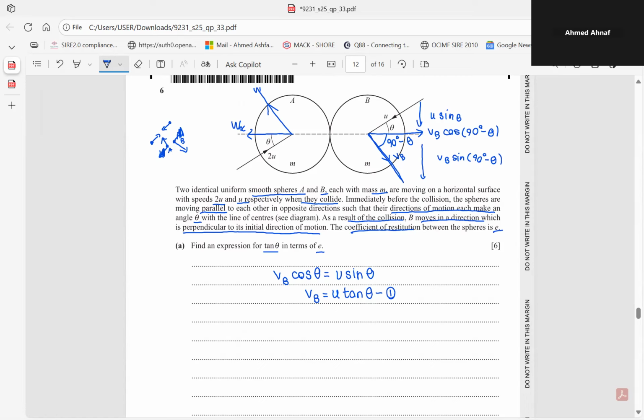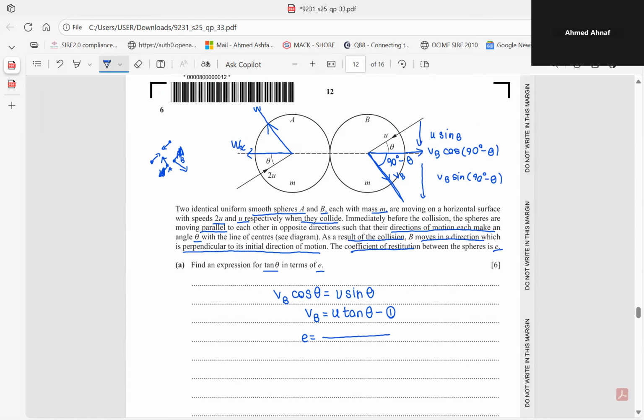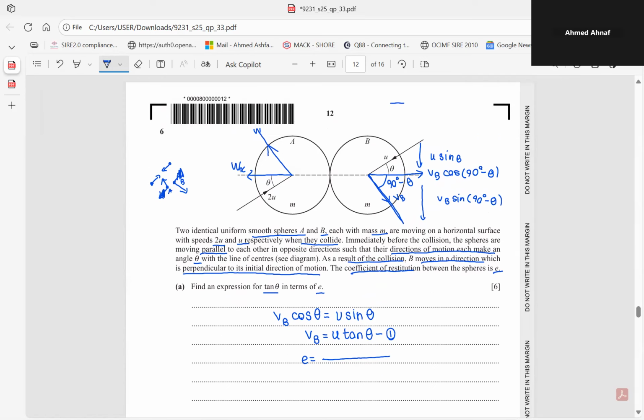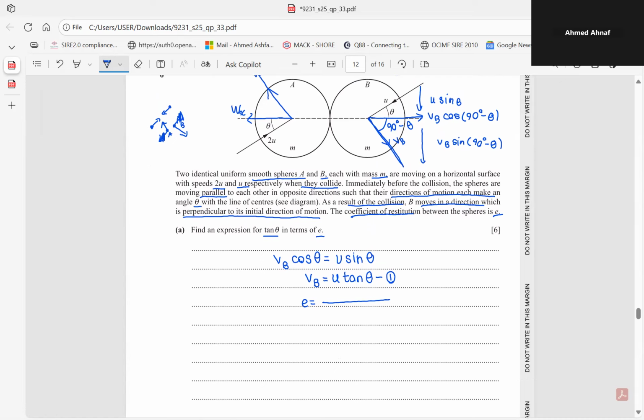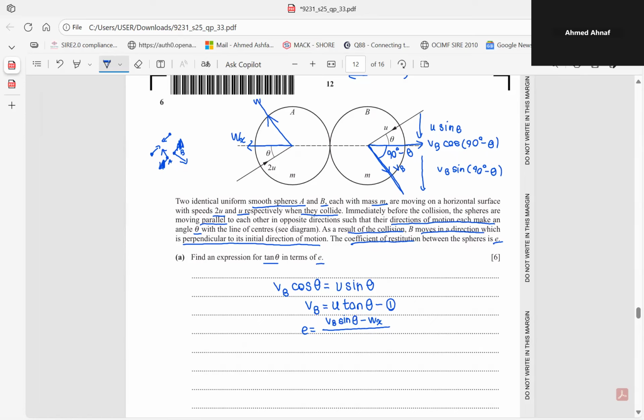All right. So the coefficient of restitution, the formula for this would be relative speed of separation over relative speed of approach. We're going to let this direction be positive and this velocity be negative. First we take the speed of separation, so VB sine theta minus WX, and then over the speed of approach.